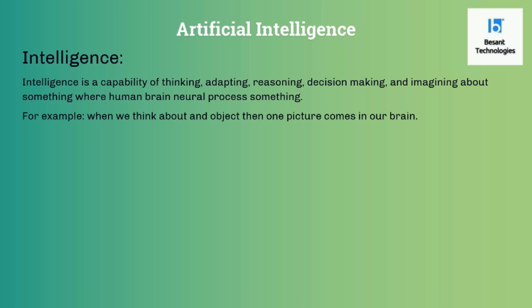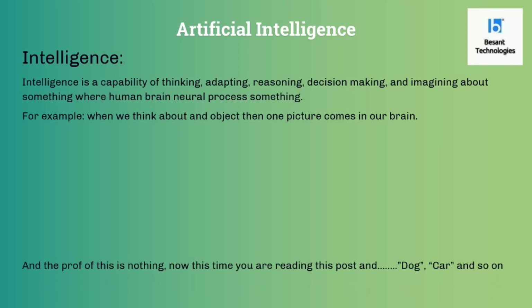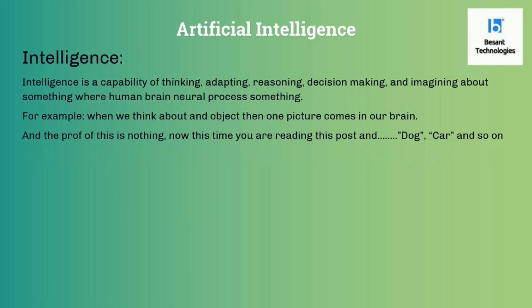You can observe it right now while watching this video. What you are thinking, it's coming in your mind, and that's the proof. If I talk about some object, like a dog, you get an image in your mind. There is a dog image that comes. So when we see something, when we think something, we get an image in our brain. This is how our neural network process works.